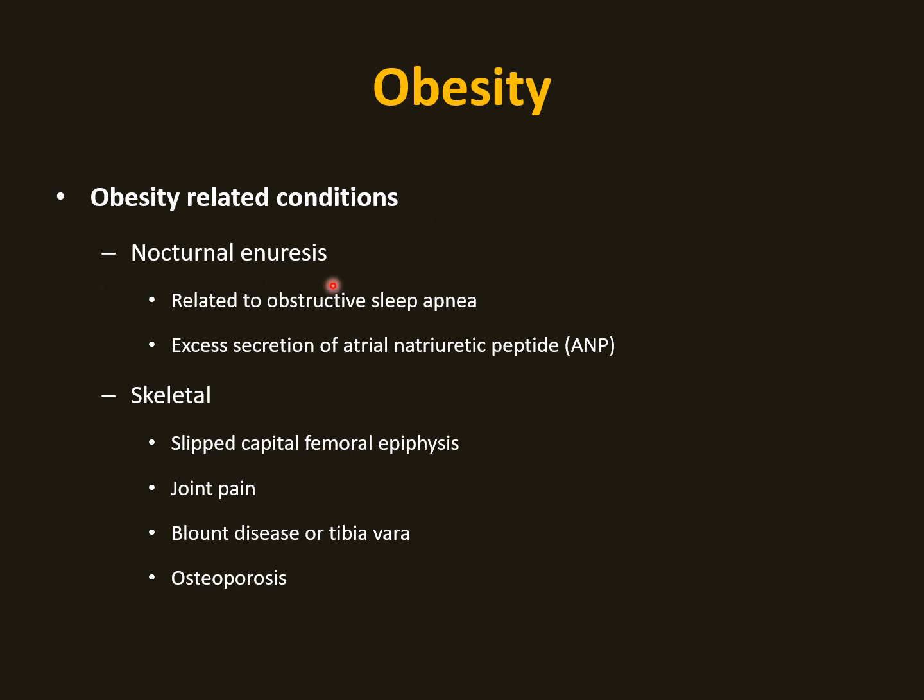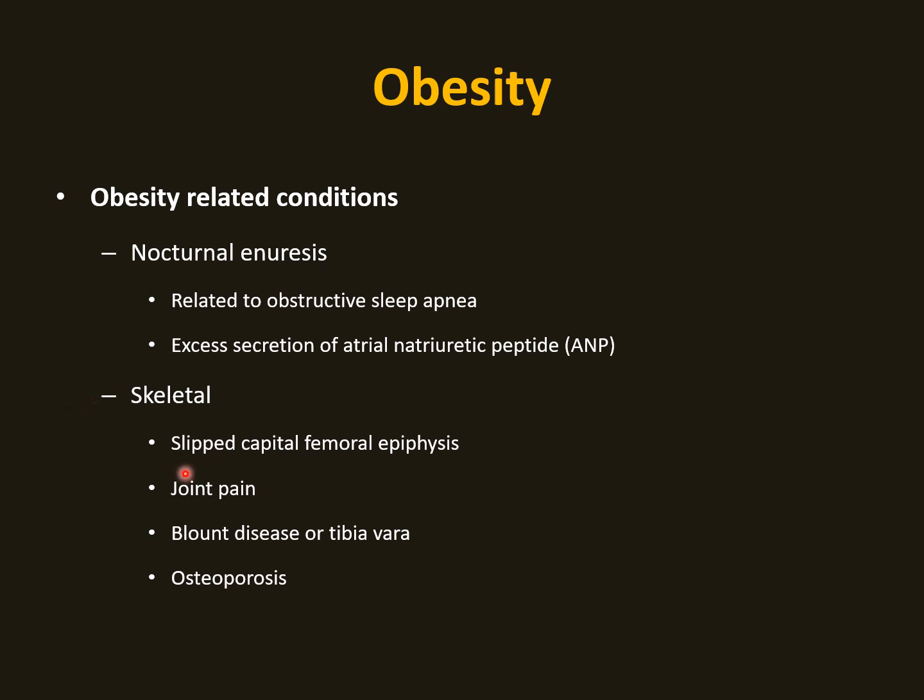Obesity-related conditions: nocturnal enuresis, because of obstructive sleep apnea. So if the patient has large adenoids and tonsils, and you remove them and correct the obstructive sleep apnea, you may correct the nocturnal enuresis. Why nocturnal enuresis? Because of excess secretion of atrial natriuretic peptides.